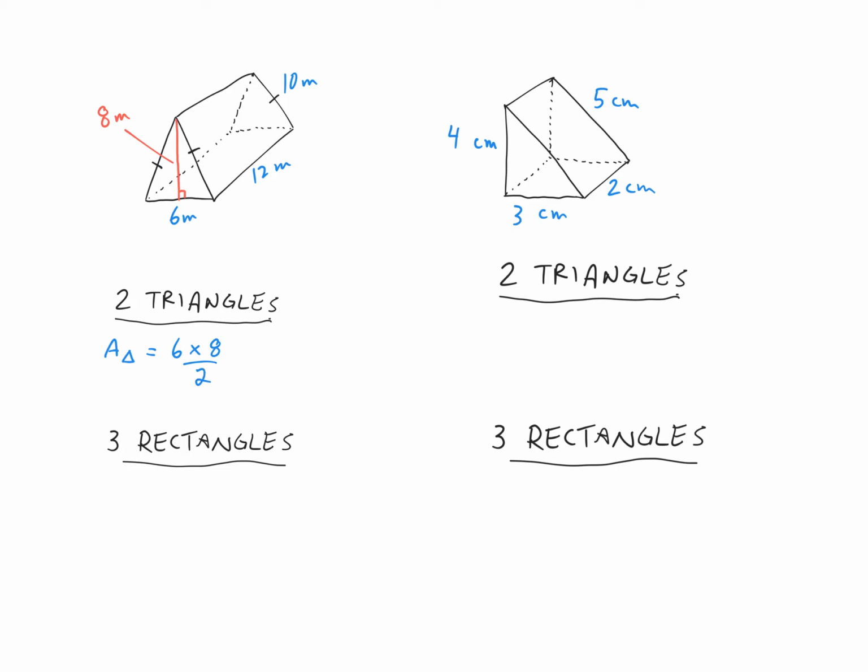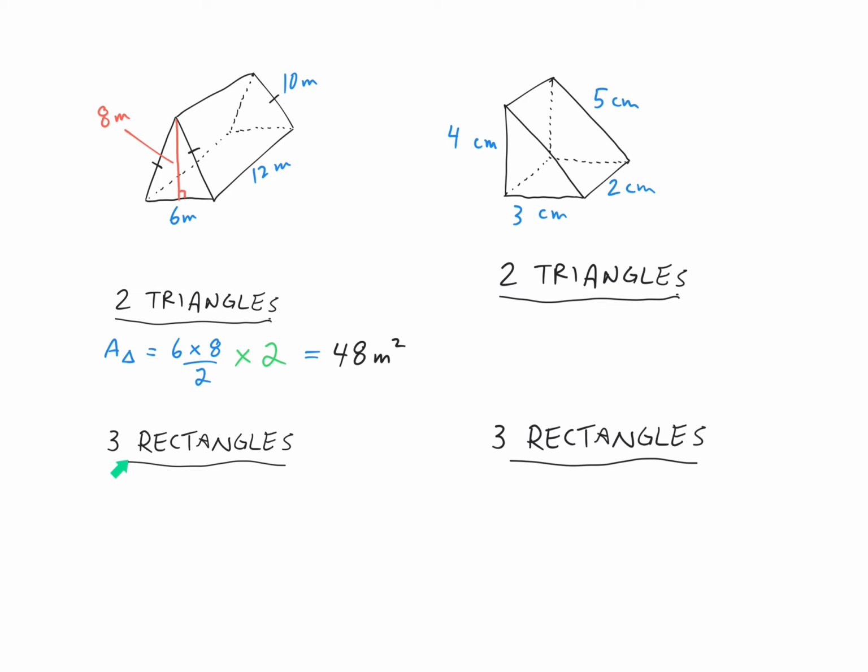But then, because we have two of them, I'm going to multiply whatever I get by 2. So really quick here, I have 6 times 8, which is 48, divided by 2 is 24. And then I'm multiplying it by 2. So this is redundant, but I'm just showing you how it works. 48 divided by 2 is 24, times 2 is 48. And we're talking about area here, so this is meters squared. So that's the triangles out of the way.